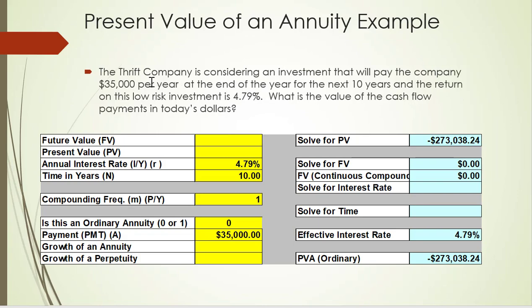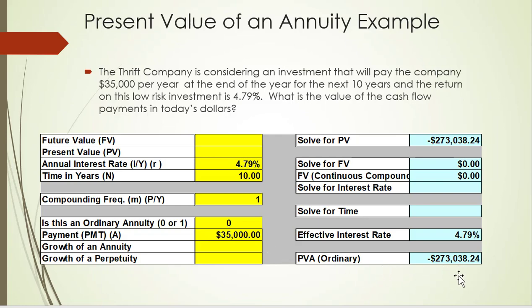If we're going to get $35,000 a year, what's the value in today's money? So again, 4.79 is the interest. Time is 10. Compounding frequency, we said it's annual. Ordinary annuity, we're told it's an ordinary annuity. How do we know it's ordinary annuity? It says at the end of the year. 35,000 is the investment per year, or the receipt per year.